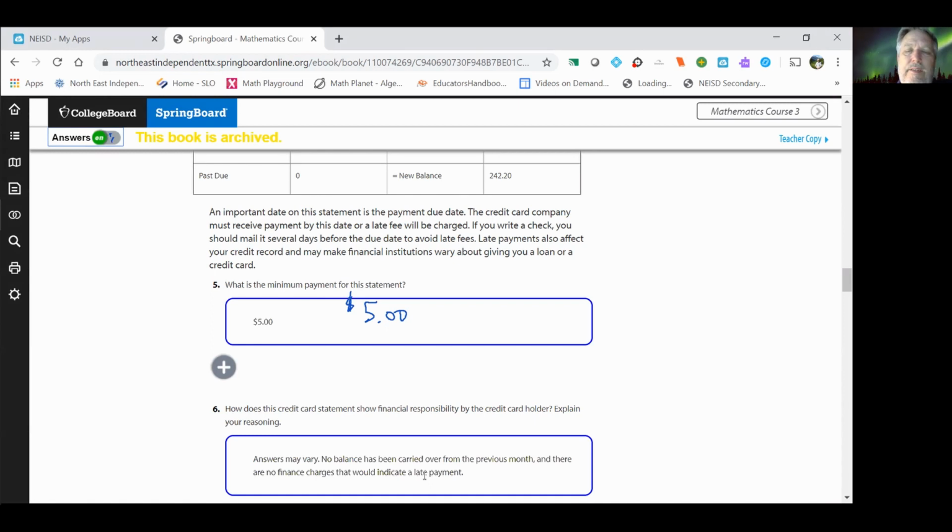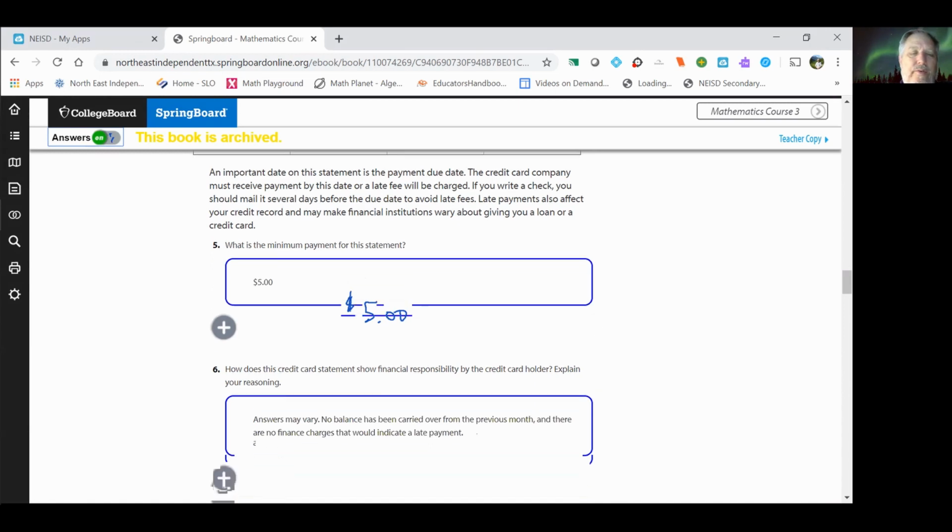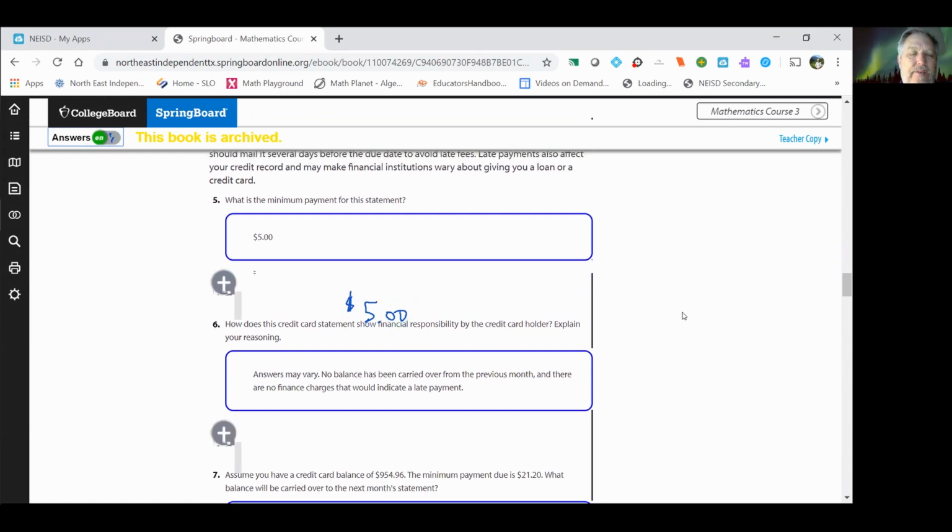All right. So the next thing on here then is, of course, going to be item 7. It says assuming you have a credit card balance of $954.96. The minimum payment due is $21.20. What balance would be carried over to the next statement?